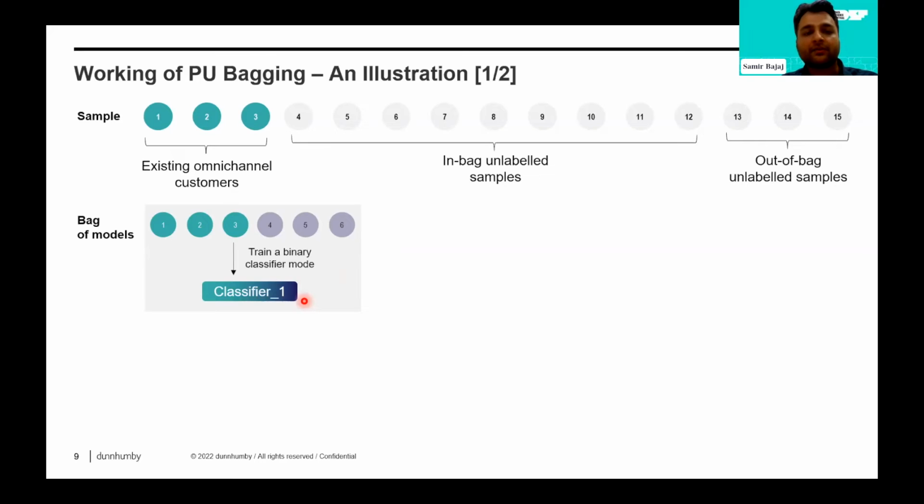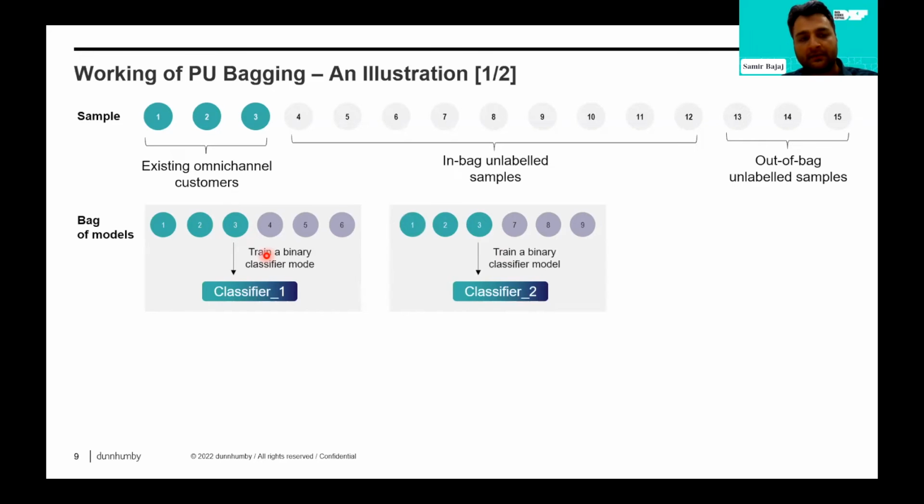And the idea here is also to sample an equal number, so the number of online customers while a model is being trained should be the same as the number of unlabeled samples, which transiently become negative while that classifier is being trained. So here it is class balanced. While classifier 1 is being trained, it will have 3 online customers and an equal number of unlabeled samples, which are transiently negative. So this is how we train classifier 1.